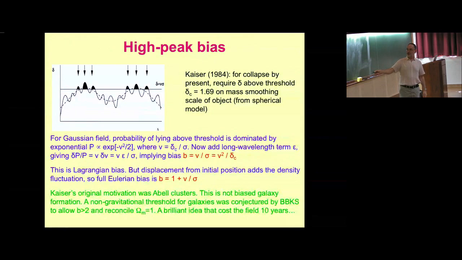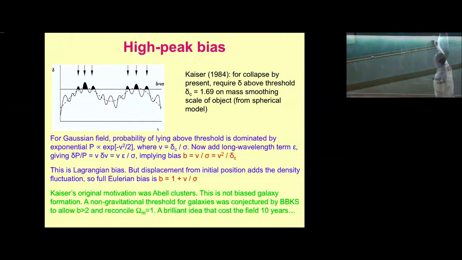So we can differentiate this probability with respect to nu as we change the threshold delta_c. So the fractional change in probability is just nu d nu. And the change in nu is just epsilon, the long wavelength term, divided by sigma. So we've now got nu over sigma times epsilon. So nu on sigma is the bias. That very simple formula was revolutionary because it led you to understand how rare objects in the universe should be very strongly clustered. Now, let's clarify something. This is what we would call Lagrangian bias.